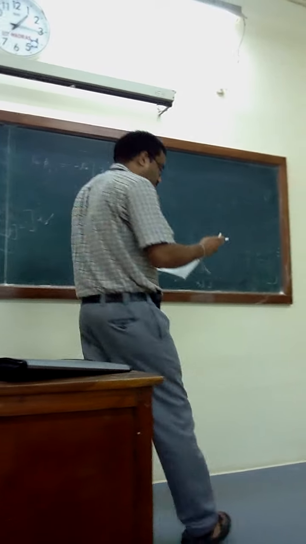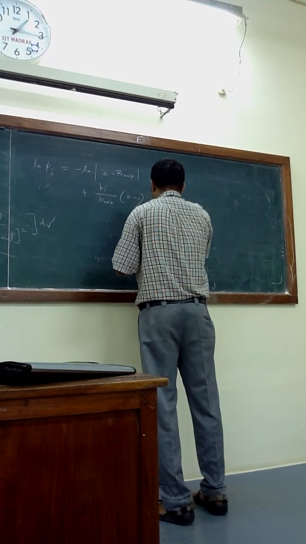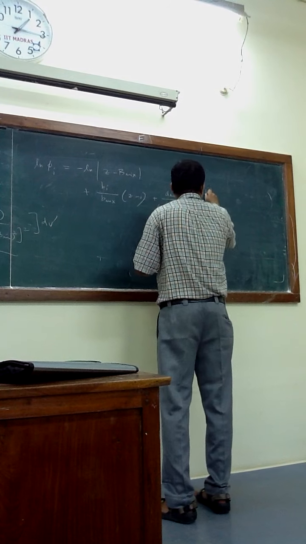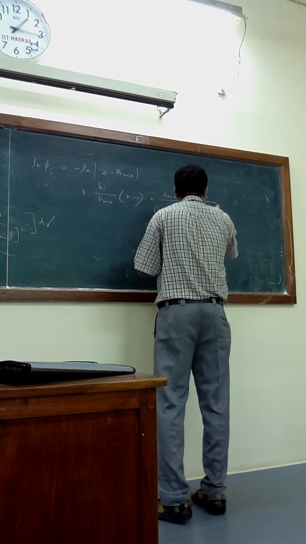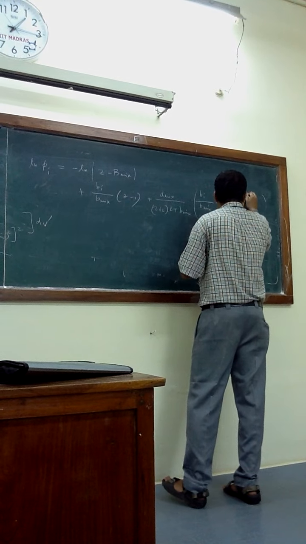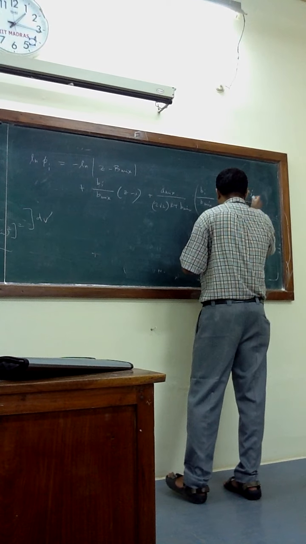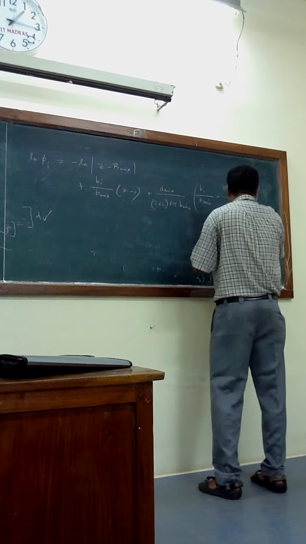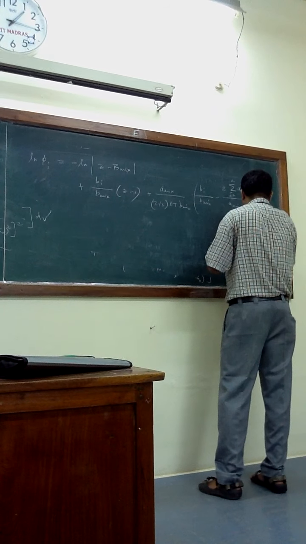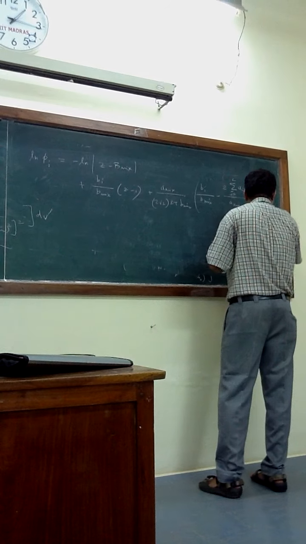Very interesting part. Plus a mix by 2 root 2 RT by b mix, times bi by b mix minus 2 summation j equals 1 to c aij xj by a mix, into ln of z plus b mix times 1 plus root 2, divided by z plus capital B mix times 1 minus root 2.